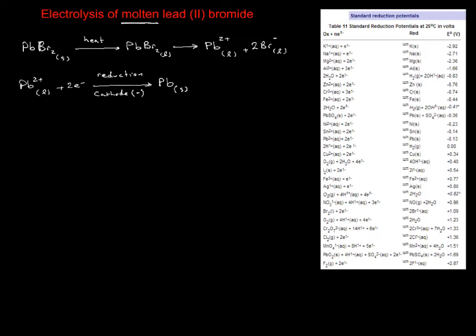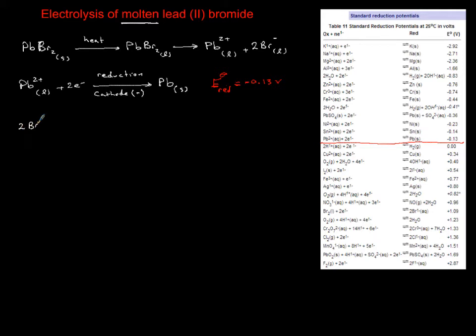Now if we look at the chart, you will see for this process, let's just write it, reduction, and it's negative 0.13 volt. It's non-spontaneous, so it's saying, look, I need 0.13 volt in order to go forward. Now let's go after bromide and see what happens.